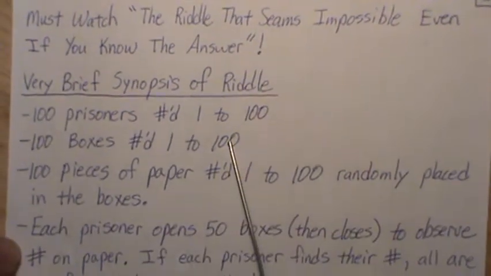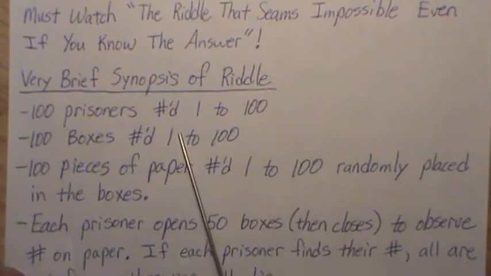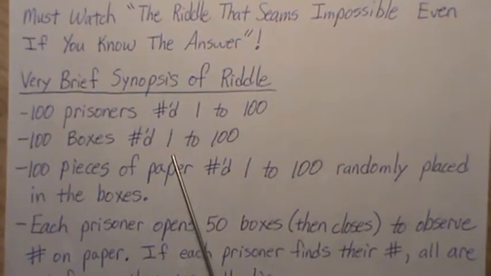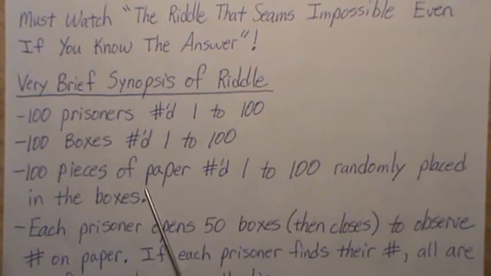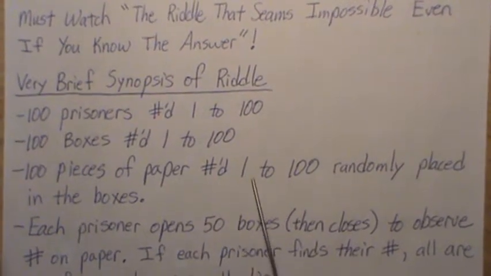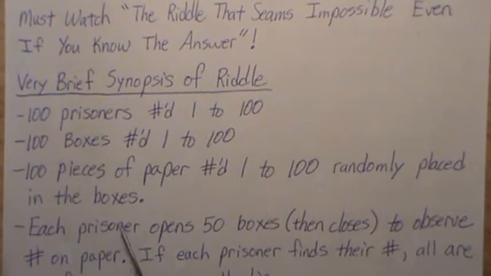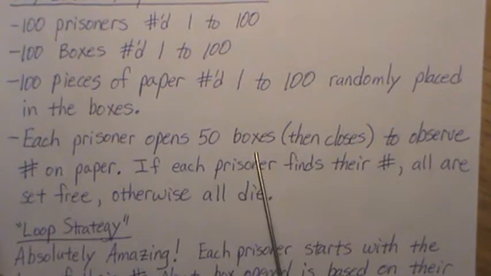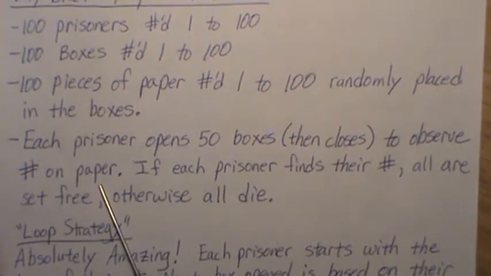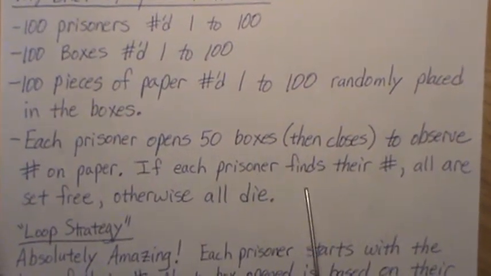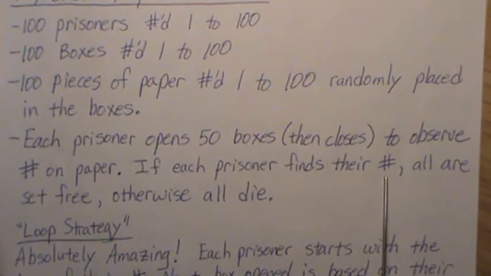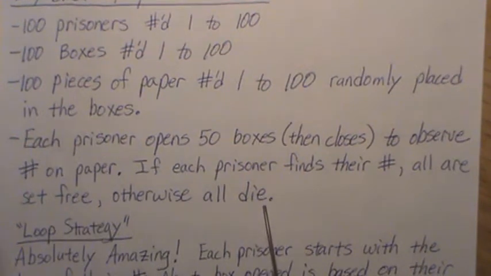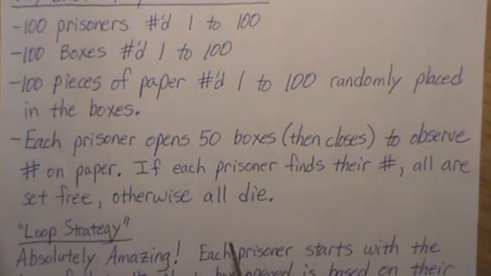Now, very briefly, the synopsis of the riddle: there are 100 prisoners numbered 1 to 100. There are 100 boxes numbered 1 to 100. There are 100 pieces of paper numbered 1 to 100 randomly placed in the boxes. Each prisoner opens 50 boxes, and then closes them, to observe the number on the paper. If each prisoner finds their number, all are set free. Otherwise, all die. And that's the synopsis of the problem.